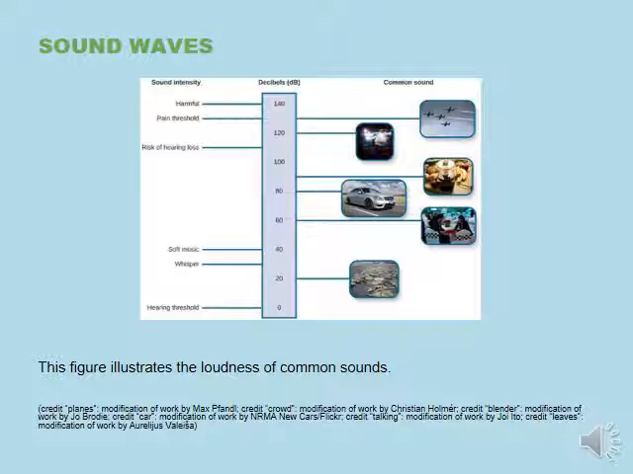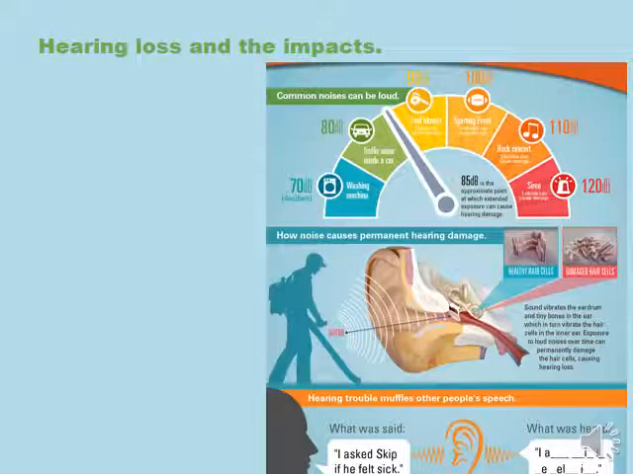In other words, jazz. For me, it's jazz. Then you have whispering. It goes even below that. And then you also have the leaves blowing and everything else. Again, that would be in the 20. And then you have the hearing threshold of 0. So initially it illustrates the loudness of various common sounds overall. So here's this, hearing loss and the impacts.